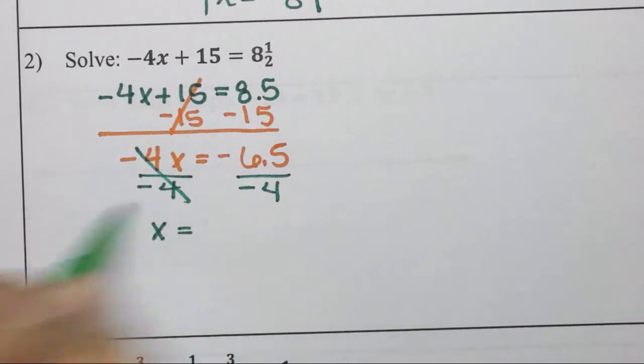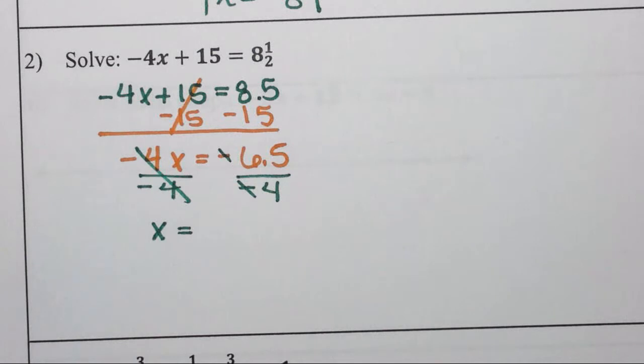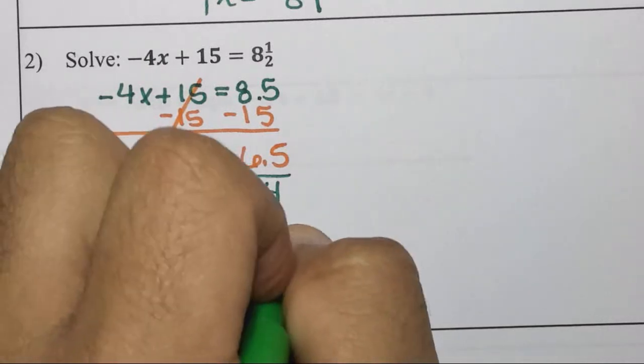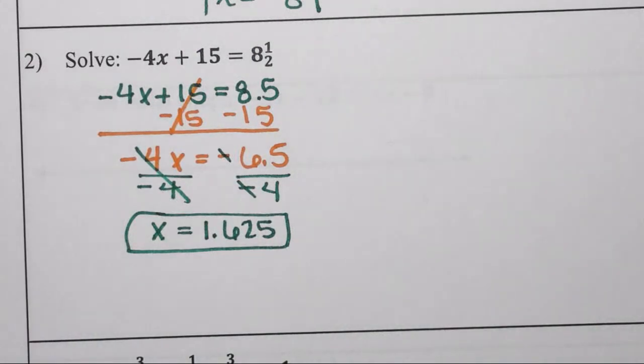If we take care of signage, a negative divided by a negative cancels out, so I'm really left with 6.5 divided by 4, and that gives you 1.625. That's a nice decimal, and I'll take that.